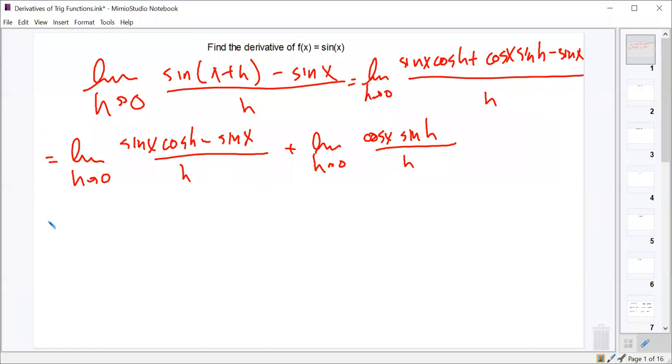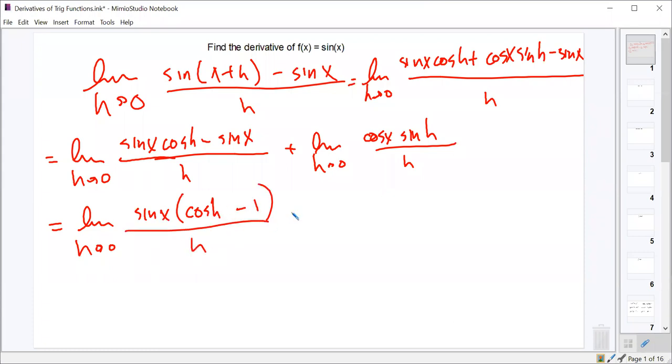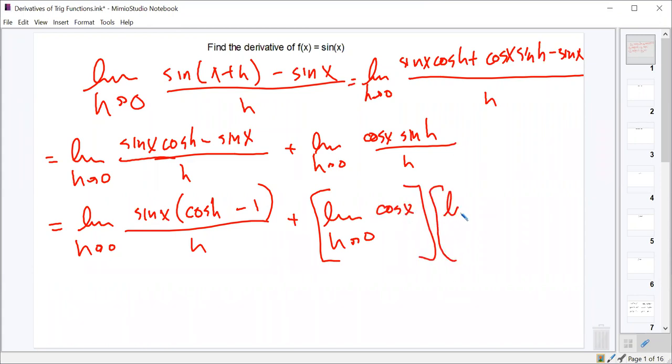Shouldn't it be minus sine x on the cosine h? Oh, well, I didn't factor out the sine x yet, so we'll do that now. Yeah, so now we'll factor out the sine x. And then this one, I might want to separate into two different ones, right? How about the limit as h approaches 0 of just cosine x, and the limit as h approaches 0 of sine of h over h.